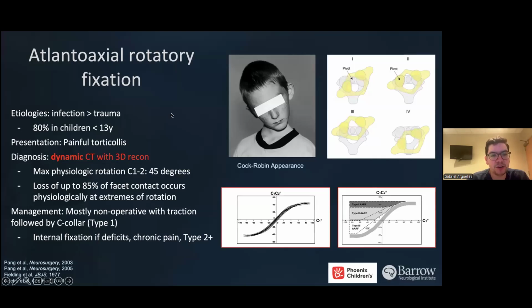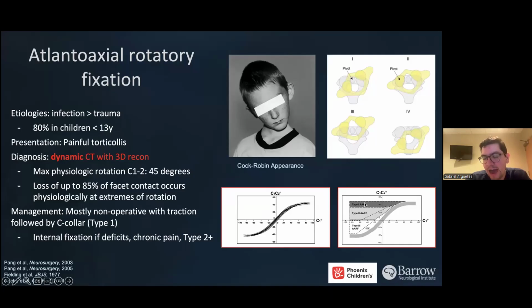Diagnosis, the gold standard, was devised by a couple of papers by Pang et al. in the early 2000s, and is by dynamic CT. So that's CT with the patient moving in axial rotation, ideally getting a nice graph of the patient's C1, C2 relative angulation. This is a normal C1, C2 curve. The x-axis is the rotation of the head with respect to the shoulders, and the y-axis is the relative rotation of C1 on C2 with respect to where the head's turned. So this is a normal one.